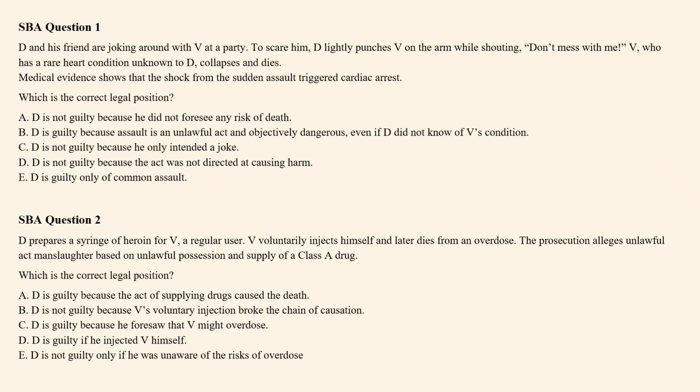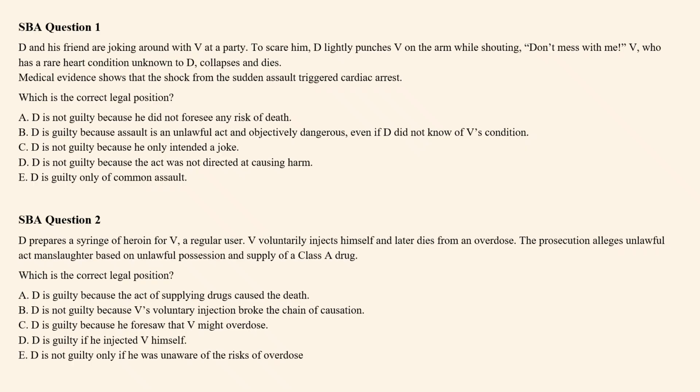And then look at single best answer question 2. Defendant prepares a syringe of heroin for the victim, a regular user. Victim voluntarily injects himself and later dies from an overdose. The prosecution alleges unlawful act manslaughter based on unlawful possession and supply of Class A drug. Which is the correct legal position?